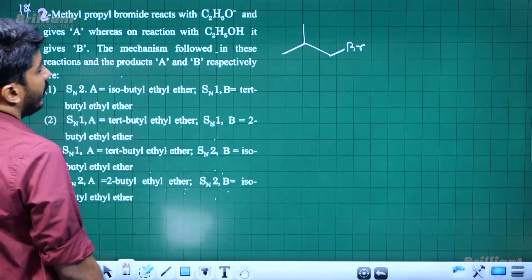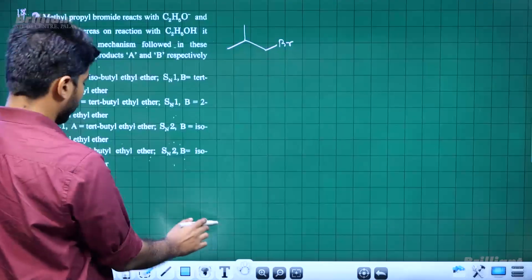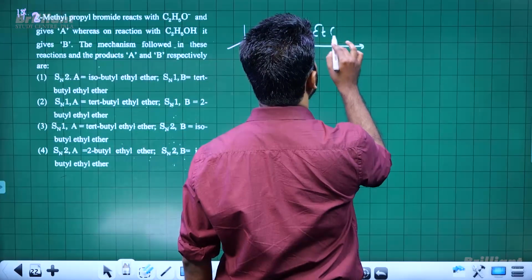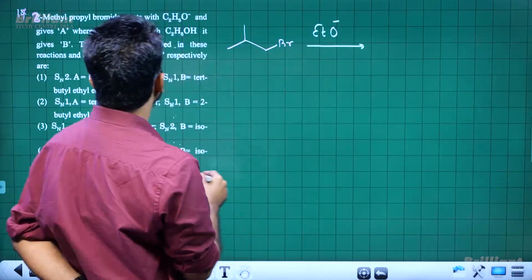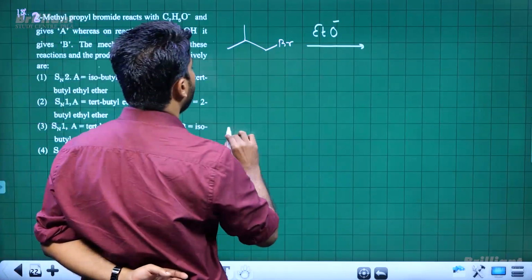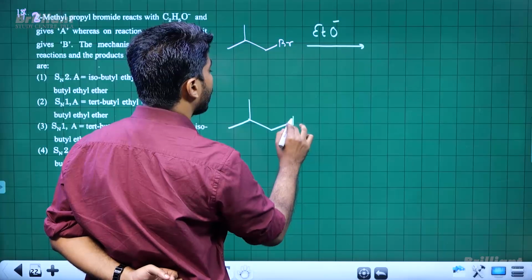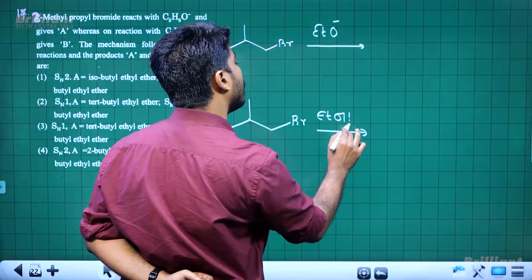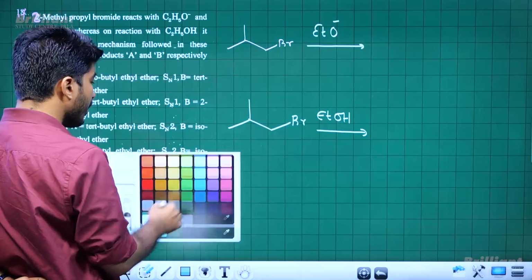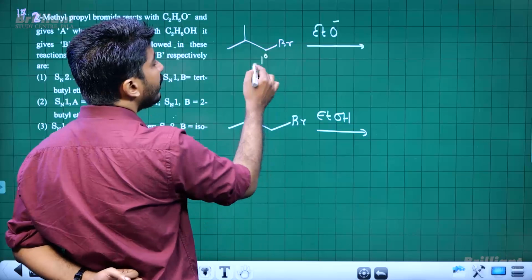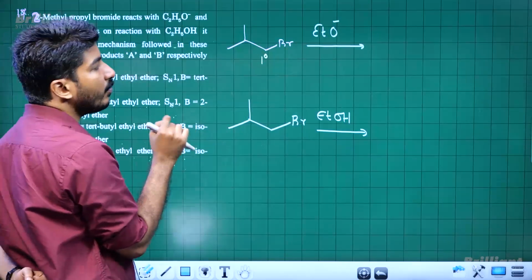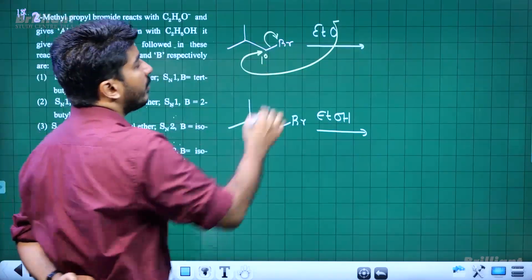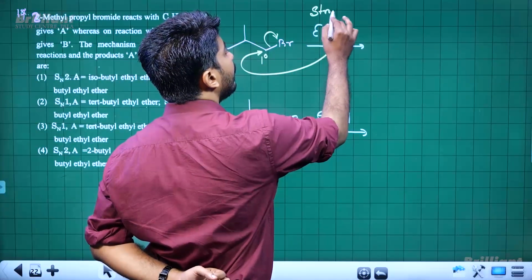2-methyl propyl bromide reacts with ethoxide, and the same thing reacts with ethanol. What is the product? In the first case we have a primary haloalkane, right? Primary haloalkane, so there should be an SN2 reaction because this is a strong nucleophile.